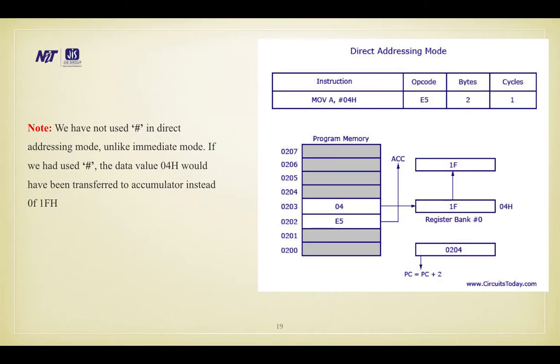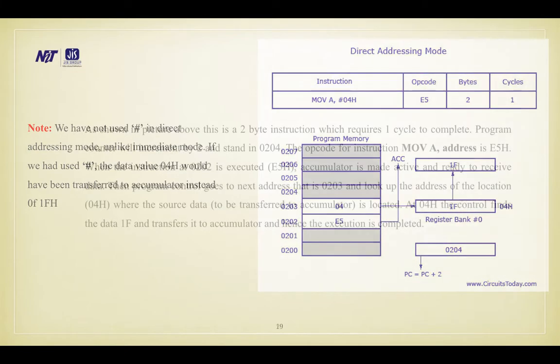So the program memory contains the address 04, and the corresponding location has a value, say here it is showing 1F. This value will be transferred to the accumulator. Similarly, after execution the program counter address will be what it was when initiated plus 2. Therefore, in the starting it was 0202, after execution it will be 0204.